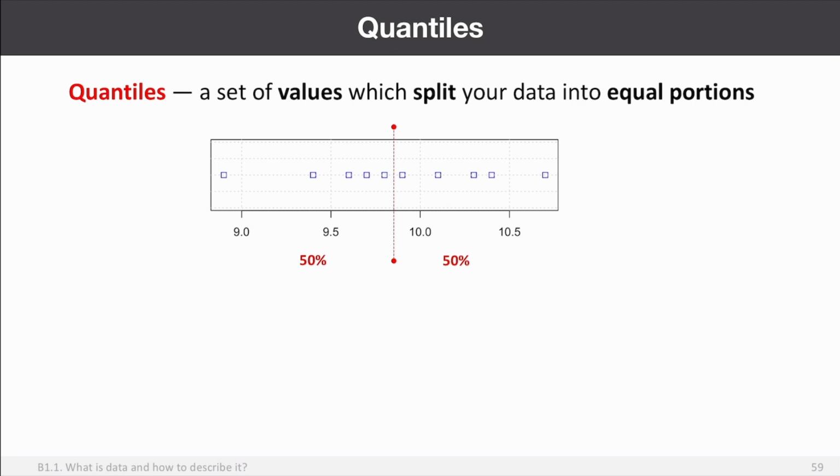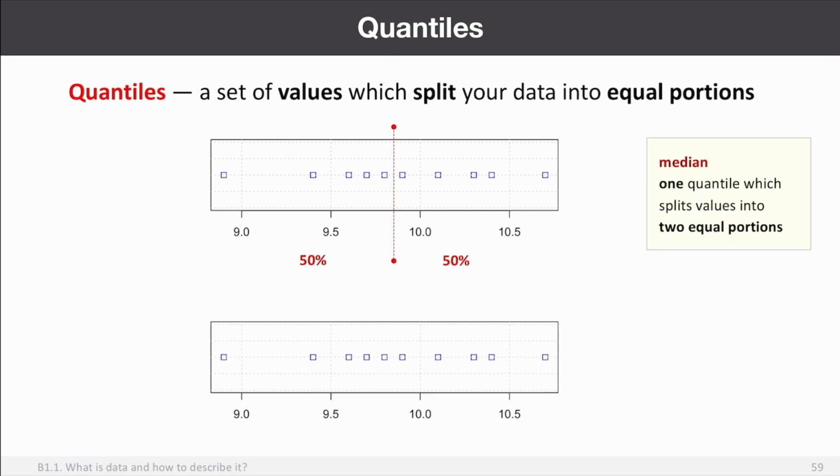Every time you split your data into n equal portions, you need n minus 1 values, right? For example, here we have 2 portions, but we need only 1 value to split the sample into 2 groups. Let's take 4 equal portions. In this case, we have 10 values. Of course, we cannot split 10 values into 4 equal portions as whole numbers, but let's say we have 2.5 values in each portion. So our quantiles will look like this. You can see that between every quantile we have 25% of the values, like 2.5.